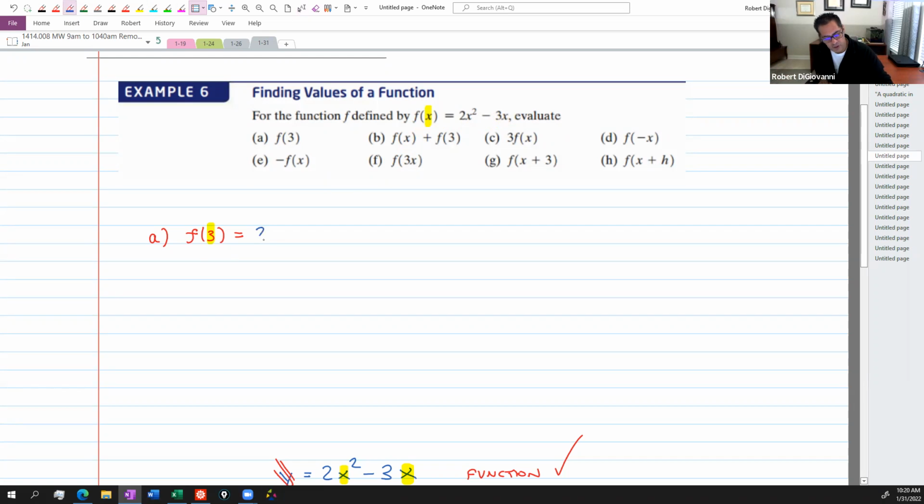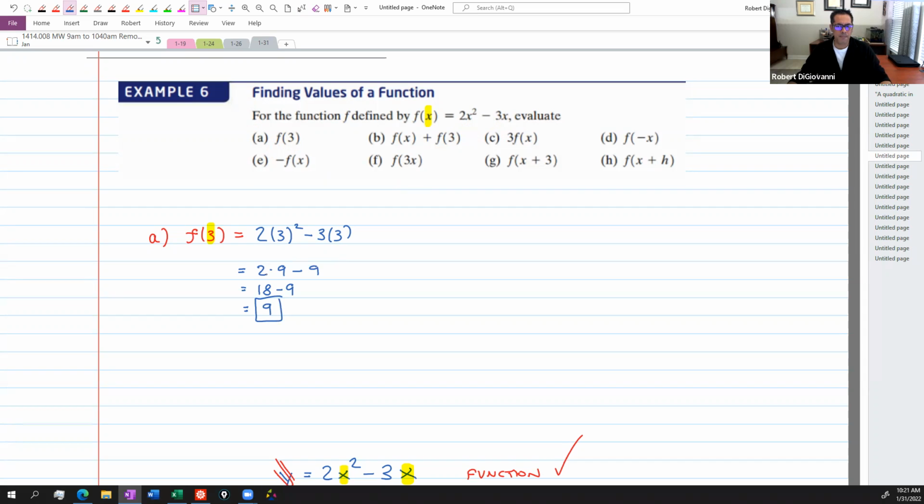So this will become 2 times 3 squared minus 3 times 3. That's what this notation means. F with the 3 inside means take this function, replace the x's with 3's, and then just do the algebra. This is just 2 times 9 minus 9, and this is 18 minus 9, which is 9. Questions there?